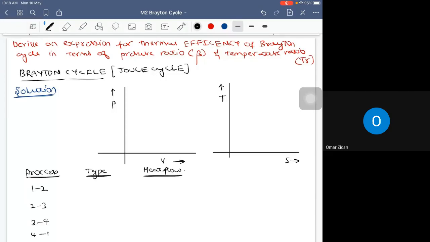Okay. So, your Brayton cycle, or it is also called a Joule cycle, would consist of 4 different processes. And how they look on the PV diagram, we will just try to draw one by one. So, first process is known as adiabatic compression. So, from state 1 to state 2, there is adiabatic compression.